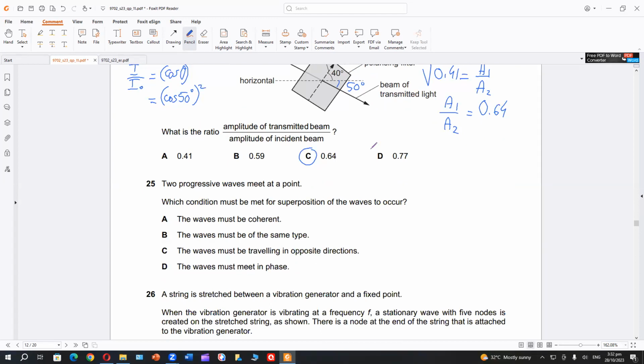Two progressive waves meet at a point. What condition must be met for superposition of the waves to occur? They must be of the same type.